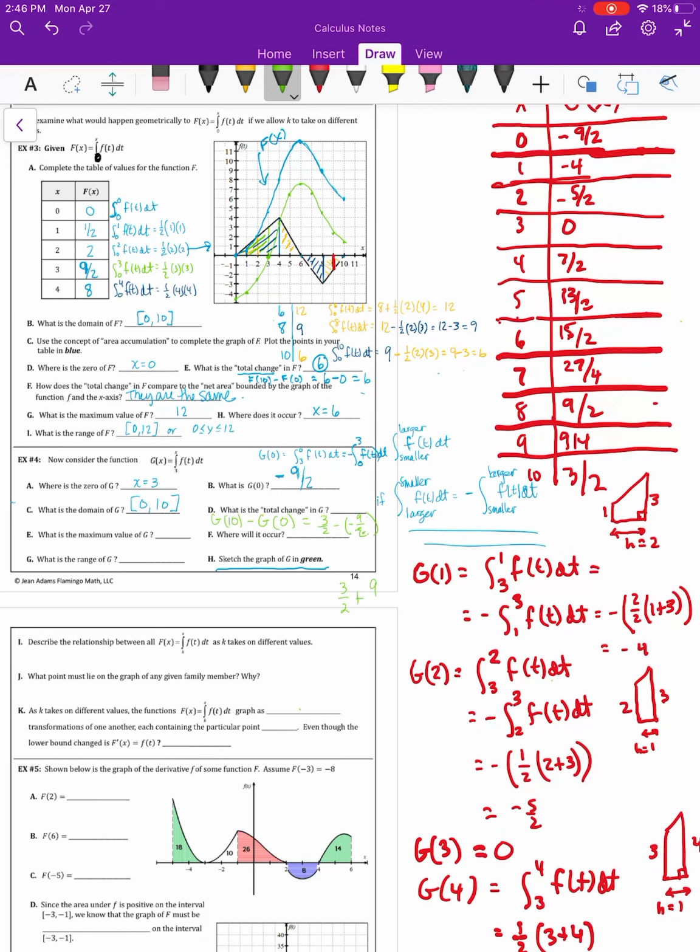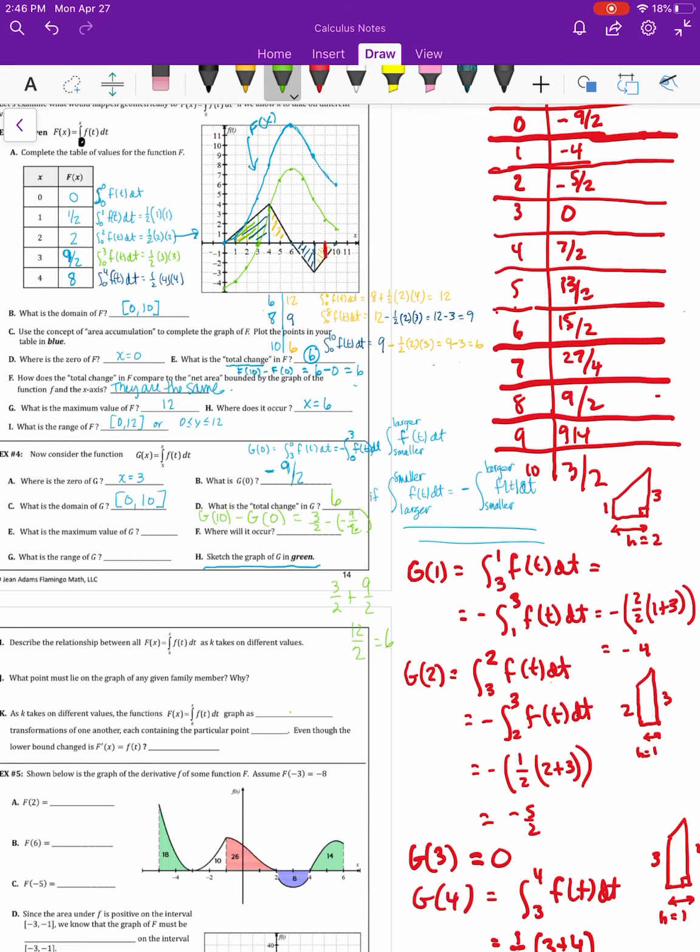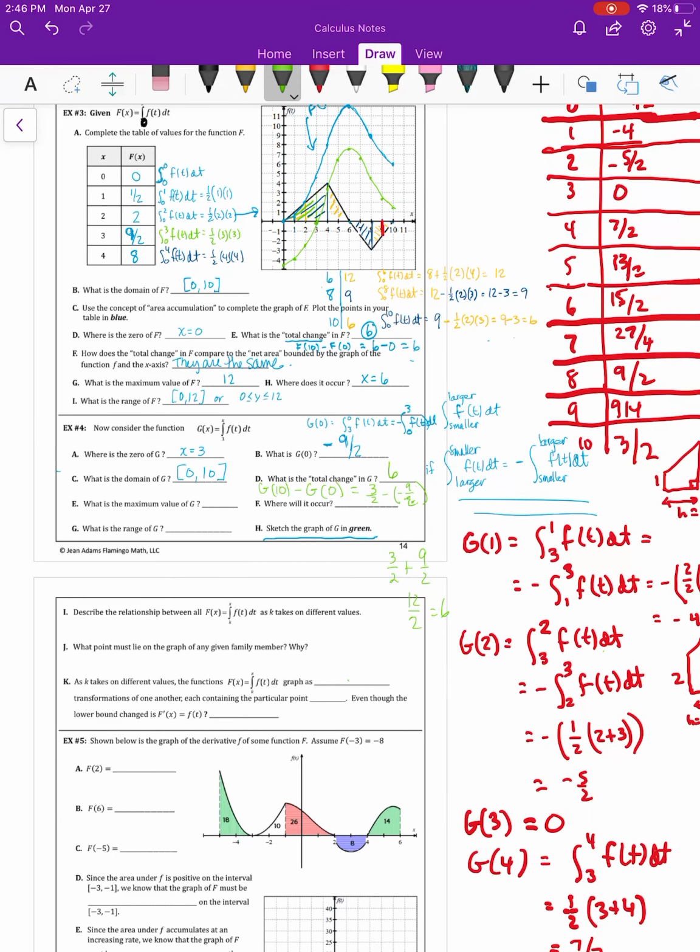And so that's 3/2 plus 9/2, which is 12/2, which is 6. So that is going to be the same total change as it was in F. And what is the maximum value? Well, that's going to be whatever it is at 6. And we said at 6 it was 15/2. So our maximum value for G is 15/2, and it occurs at x equals 6.